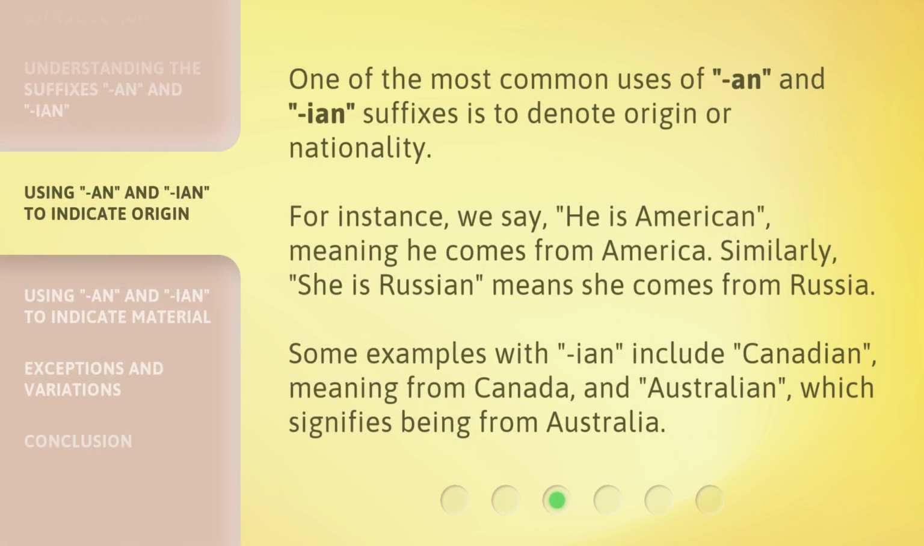One of the most common uses of -en and -ian suffixes is to denote origin or nationality. For instance, we say, "He is American," meaning he comes from America. Similarly, "She is Russian" means she comes from Russia. Some examples with -ian include Canadian, meaning from Canada, and Australian, which signifies being from Australia.